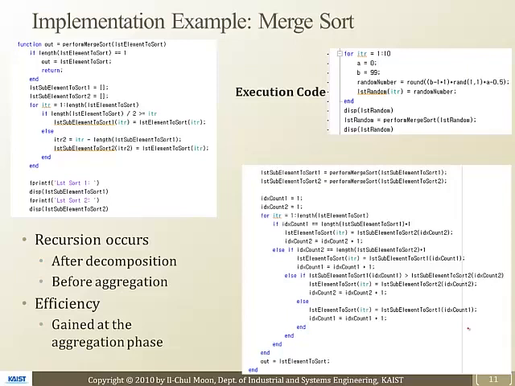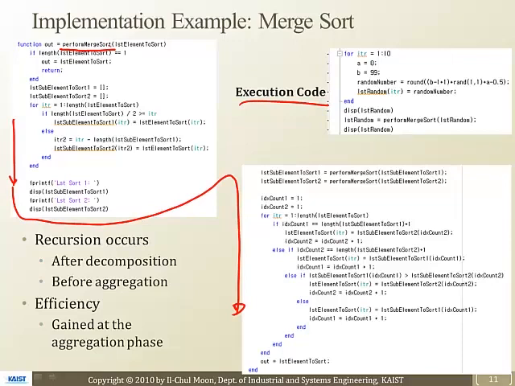Okay, so while you are typing, you must find out something here. When you are typing, these are the program flows, and this is the execution part. When you are coding this program, you must find that merge sort is being called inside of the function called merge sort, right here and here. That means recursion occurs after the decomposition and before the aggregation, like this. And efficiencies are gained at the aggregation phase.